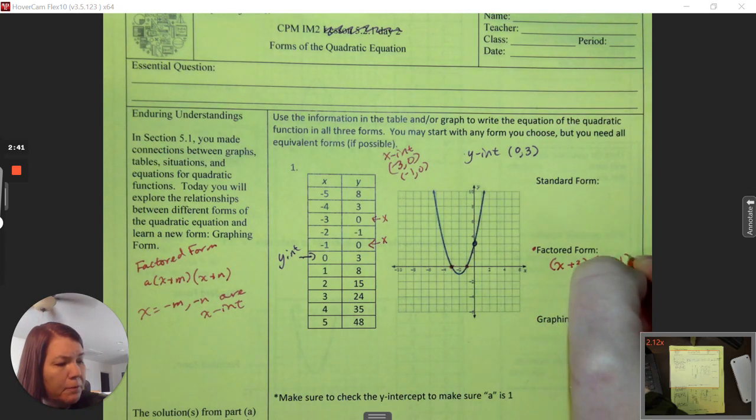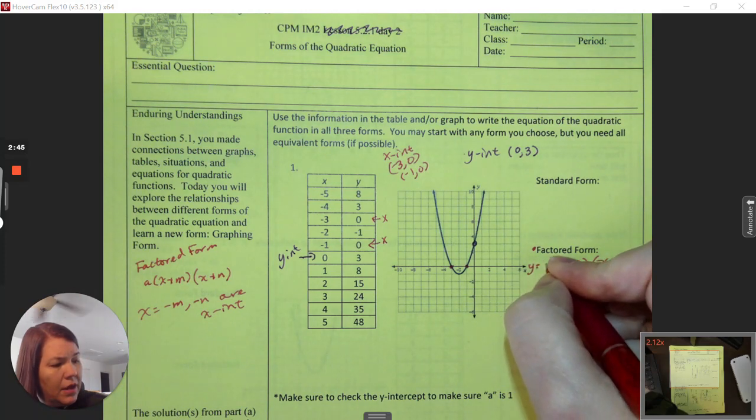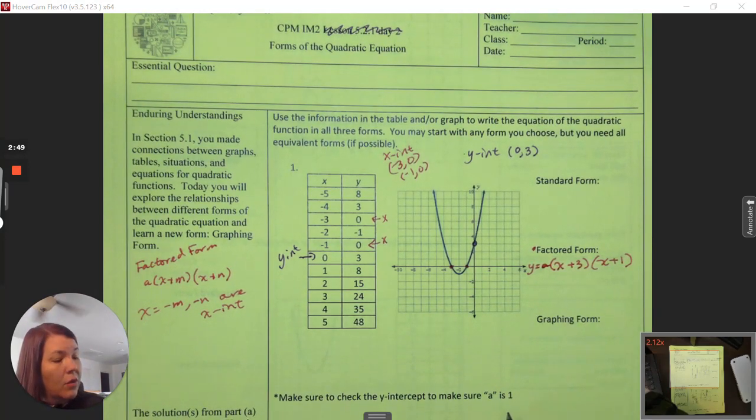Then I need to make sure of a, so I've got y equals a, and I need to check and see what a is. You want to check the y-intercept to see if it's 1, or just to check that you have the right a value. It doesn't mean that it's 1, we're just going to check. So what we're going to do is plug in the y-intercept. That means when I put in 0, out comes 3. So I'm checking with the y-intercept.